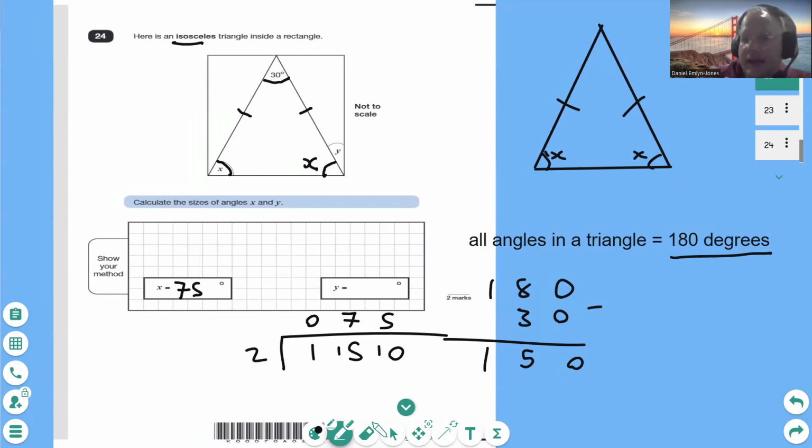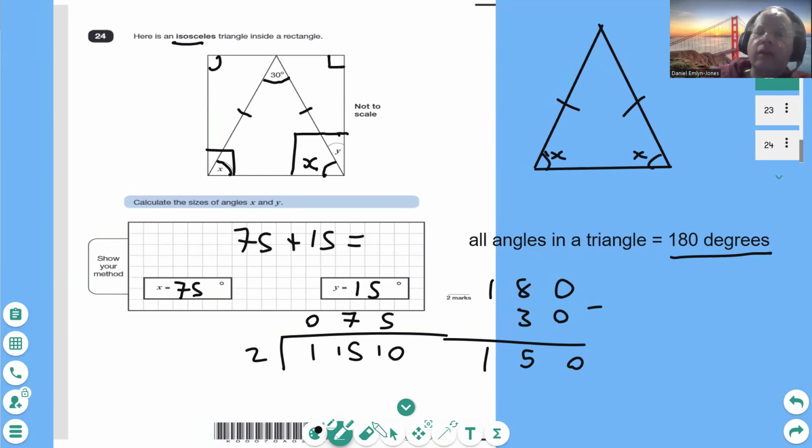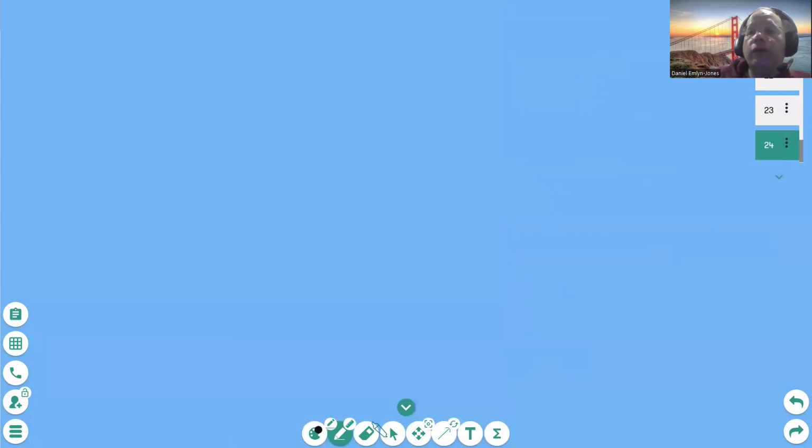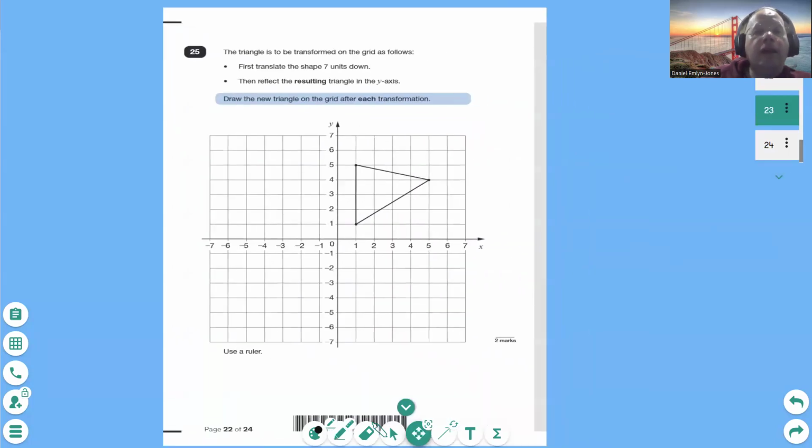Now, this is a rectangle. So what do all the angles in a rectangle equal? 90 degrees. Yeah. So that equals 90 degrees. We know already that x is 75 degrees. So y must be 15 degrees, because 75 plus 15 has to equal 90 degrees. You see? Because it's a right angle in a rectangle. The last one, woohoo.